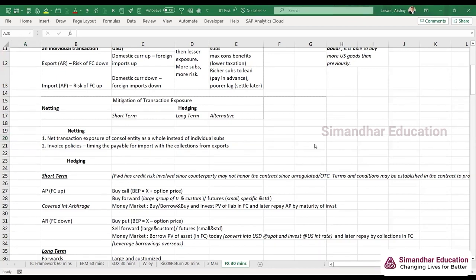Yes, so it's a natural hedge. It is natural because we are not doing anything. We are just keeping the dates the same. It is not complicated at all. So netting is quite simple.